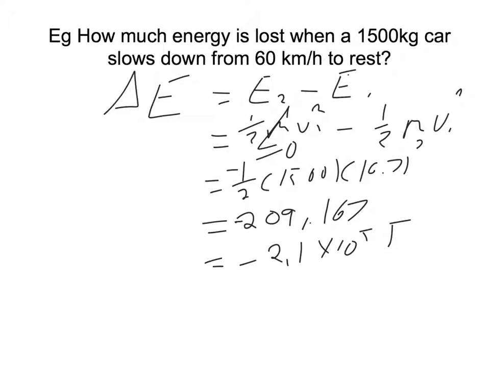Okay, so the reason this is negative, why that's important, is if you're slowing down, you're losing energy. If you're losing energy, you're getting a negative number. All right? An object gaining energy will give you a positive, an object losing energy will give you a negative. It's a great way to make sure you're right. All right, that's it.